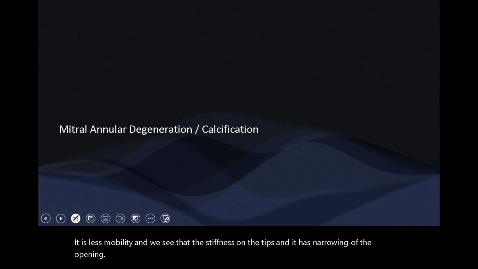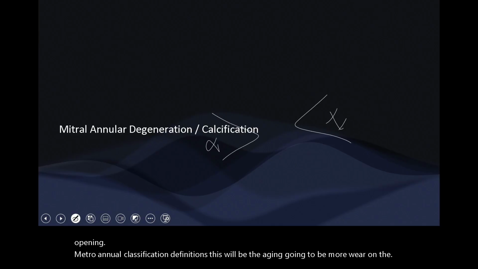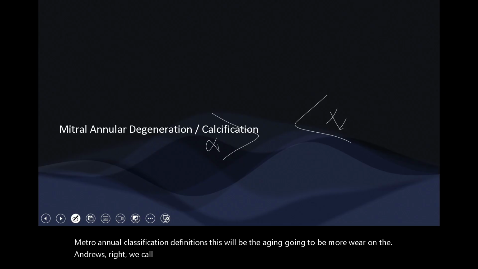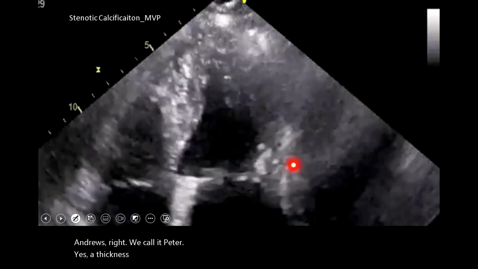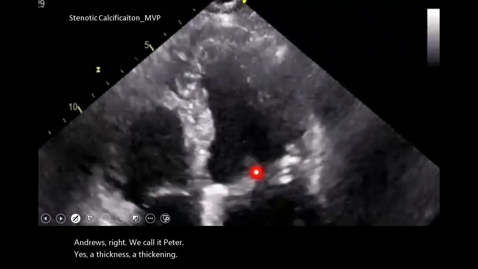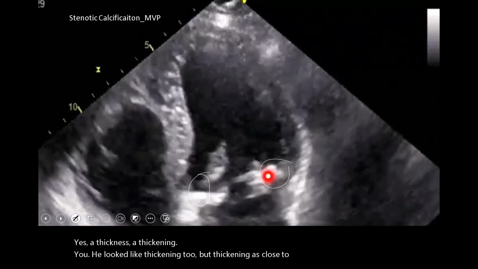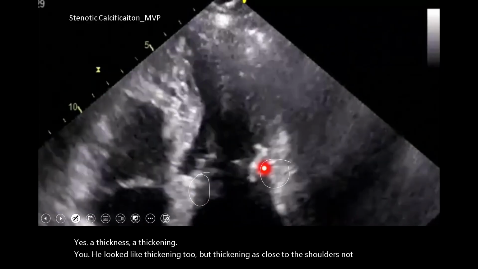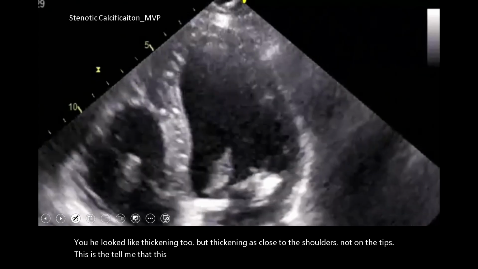Mitral annular calcification or degeneration, this will be the aging, it's going to be more wear on the annulus, right? We call it petal. Yes, it's thickness or thickening. You see here it looks like thickening too, but the thickening is close to the shoulders, not on the tips. This tells me that this is a degenerative disease.